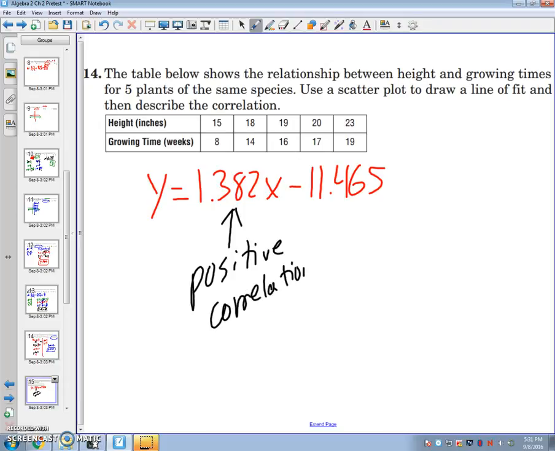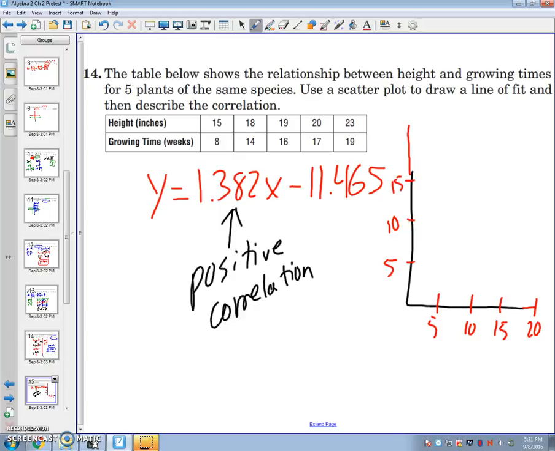All right, there's one more way to do this, and I'll just show you quickly. You can just graph it yourself, sketch it. So let's say this is 5, 10, 15, 20. And I'll say this is 5, 10, 15, 20, 25. You can plot each point, so I'll use a different color.